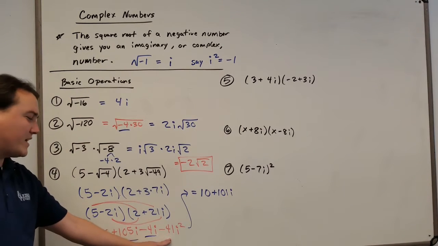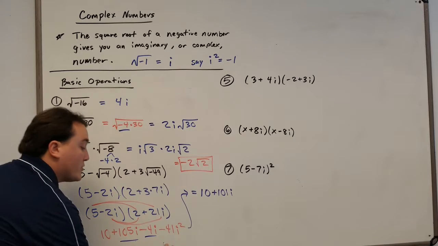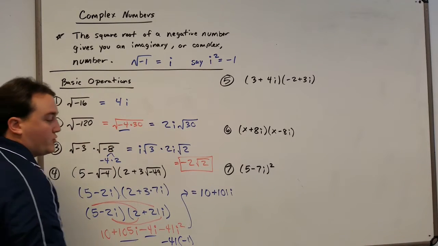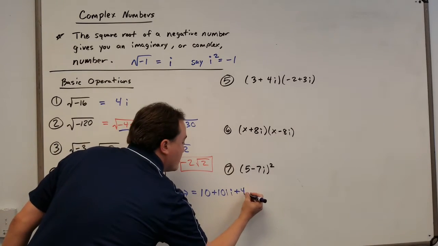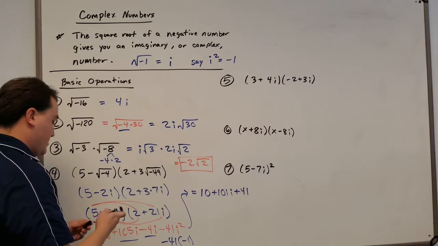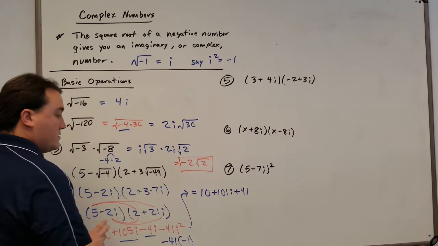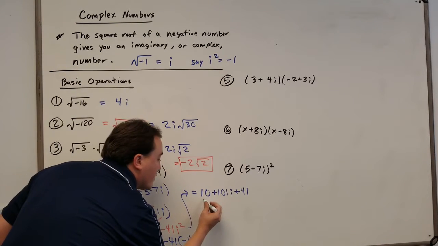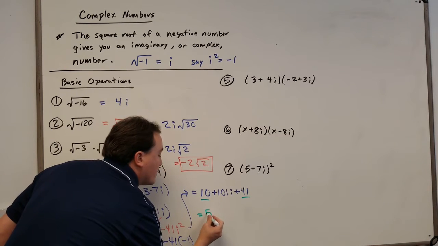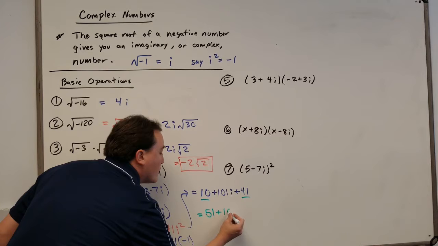And then we have negative 42 times i squared. But remember, this is negative 42 times negative 1. So that's 2 negatives make a positive 42. And we have 2 more like terms to add together. So we have our final answer here, if we combine these like terms, of 52 plus 101i.